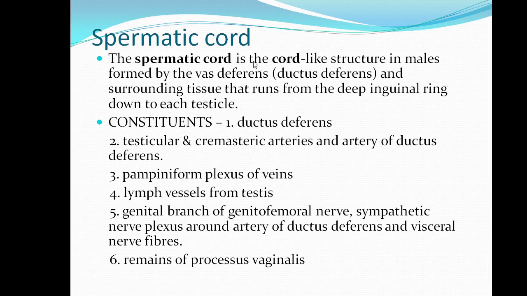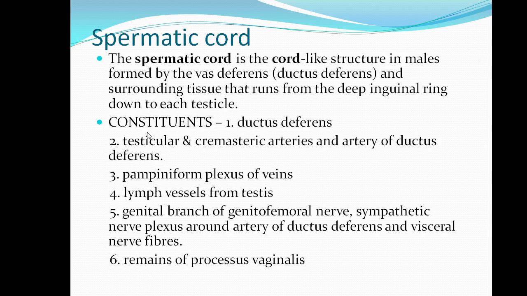Then coming to the spermatic cord. The spermatic cord is a cord-like structure in the males. It is formed by the vas deferens or the ductus deferens and its surrounding tissue, and it runs from the deep inguinal ring down to each testicle.